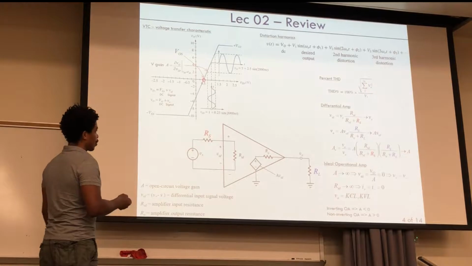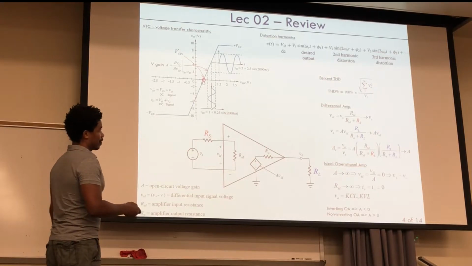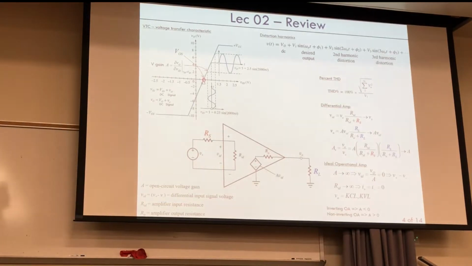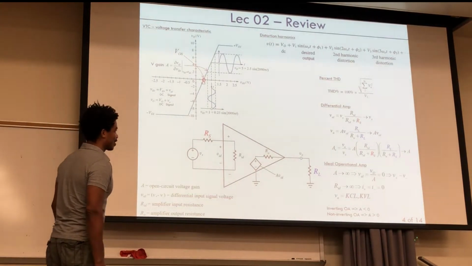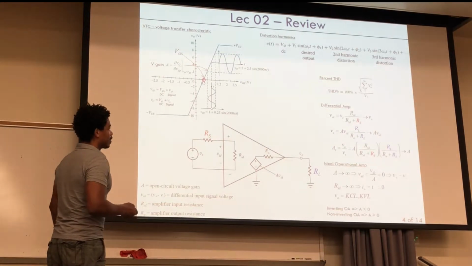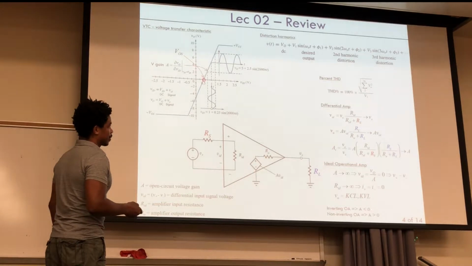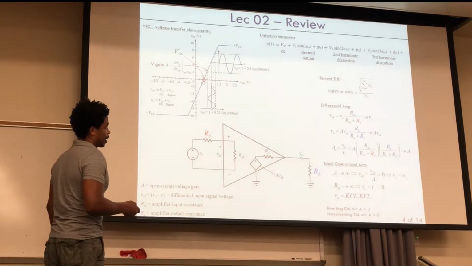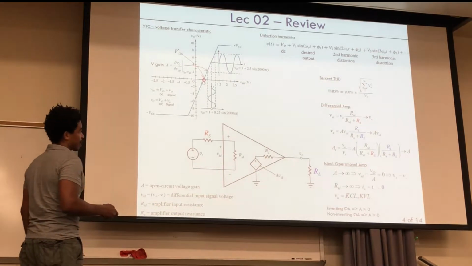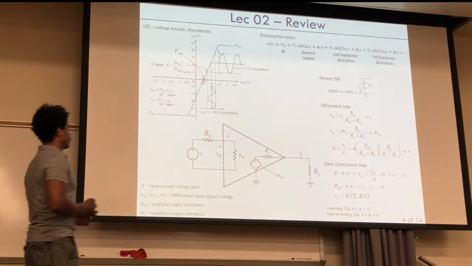Okay. And to determine this V out, you have to use KCL, KVL. Those are 2 laws for electronics. I think everything revolves around that, electronics, right? And if it's an inverting op amp, then your gain is less than 0. And if it's a non-inverting op amp, then the gain is greater than 0. Okay.